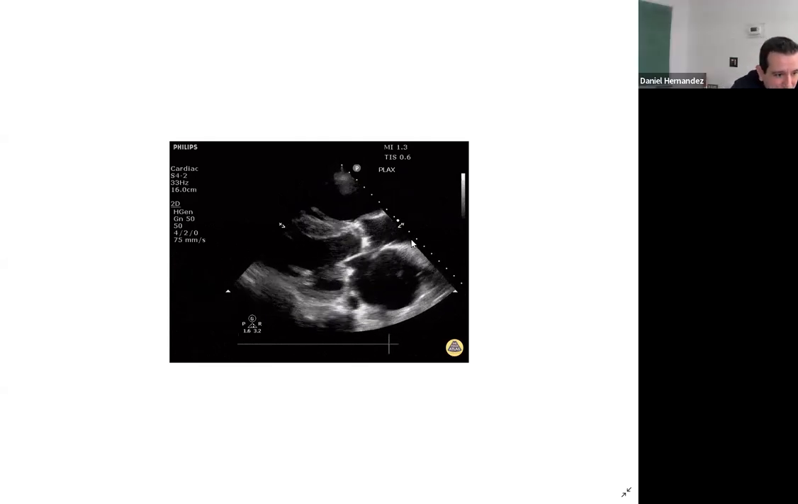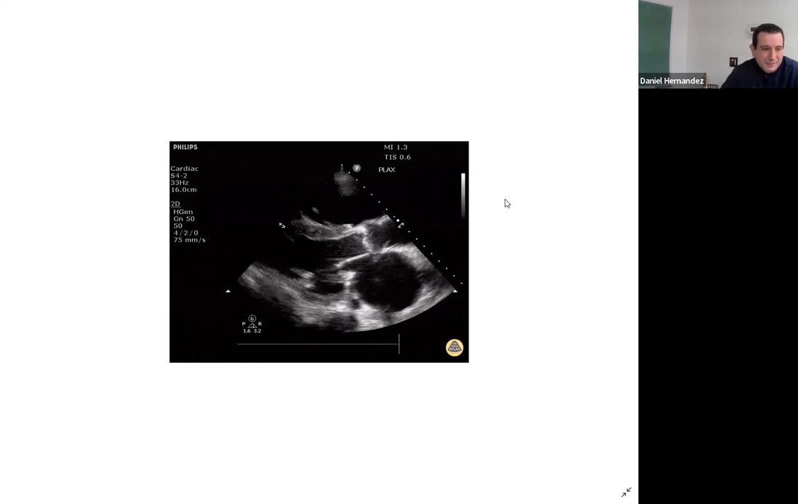If I use my little calipers on the side here, I got 1, 2, 3, 4. This looks pretty dilated as well. Let's see, we got 1, 2, 3, 4. Yeah, so this is almost a 4 centimeter aorta. That's dilated.